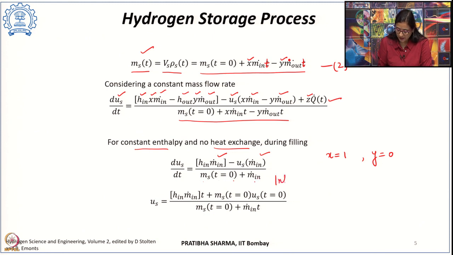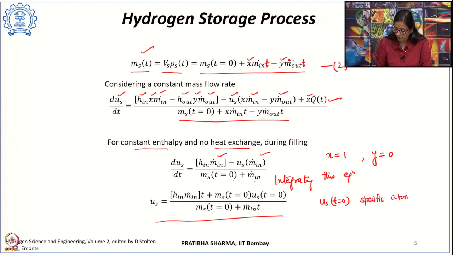Now, integrating this equation with respect to time, we can get the value of specific internal energy, and that is given by h in m dot in t plus ms at t equal to 0 times US at t equal to 0. So, US at t equal to 0 is the specific internal energy at the initial state, or at the initial time of filling, divided by ms at t equal to 0 plus m dot in times t.